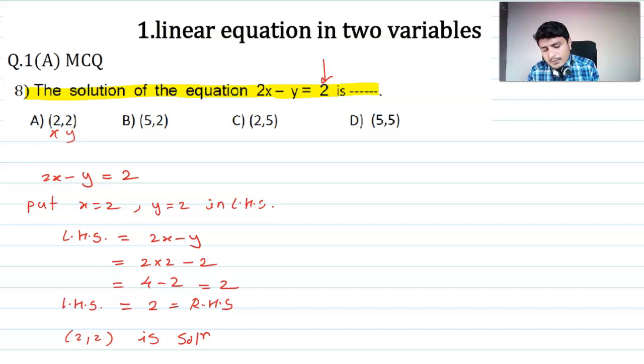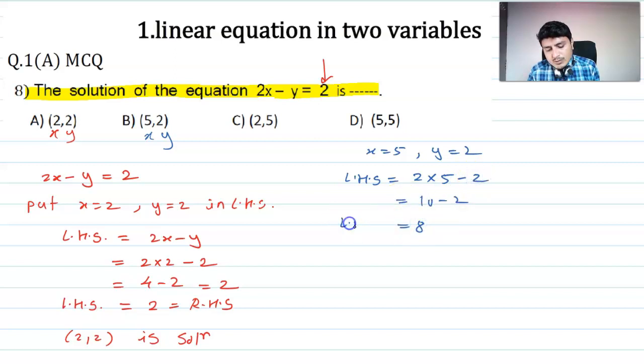Let's try choice code B. We have x is 5 and y is 2. Once we replace x by 5 and y by 2 in the LHS of the given equation, we get 2 into 5 minus 2. So 5 twos are 10 minus 2, we have 8. After replacing x by 5 and y by 2, we get 8, which is not equal to our RHS of 2. So we can say 5 comma 2 is not the solution of the given linear equation in two variables. Now let's take the next option to check whether it satisfies the given equation or not.